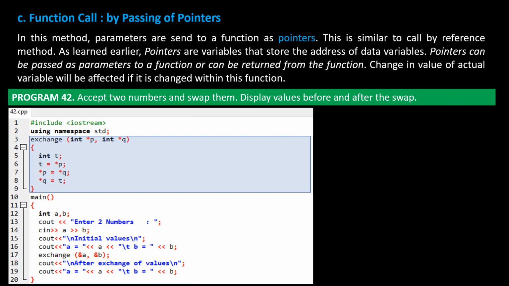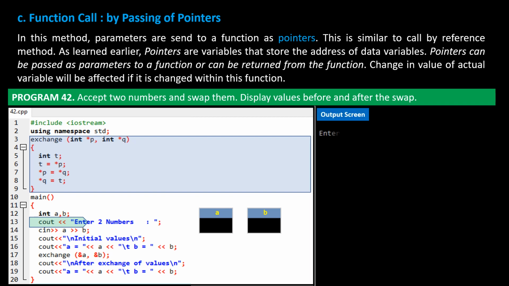Program control enters main function and onto line 12. Integer variables named a and b are declared. Memory is allocated. On next line, it's prompted to enter two numbers. I enter 77 and 0. They are stored in locations a and b respectively. On next two lines in the program code, we command to print the initial values of a and b. It's printed on output screen.